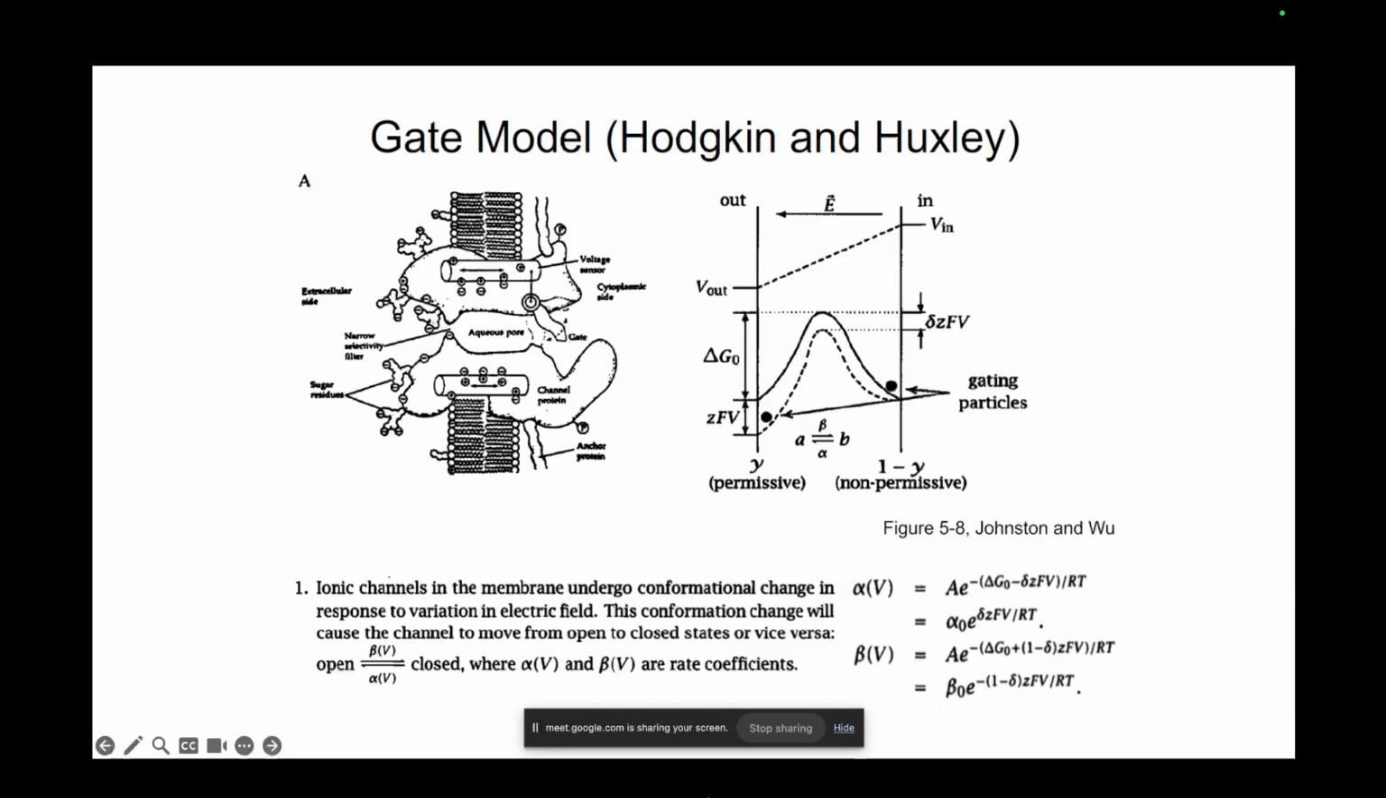So what happens is ion channels in the membrane of the neuron undergo conformational changes in response to a variation in electric field. So the opening and closing is controlled by the electric field around the neuron. That is very important. This conformation change when the electric field changes causes the channel to move from open to closed states or vice versa. So this change in electric field is what controls when the channel will open and when different ions will go inside, and when the channel will close and no ions can go outside or inside.